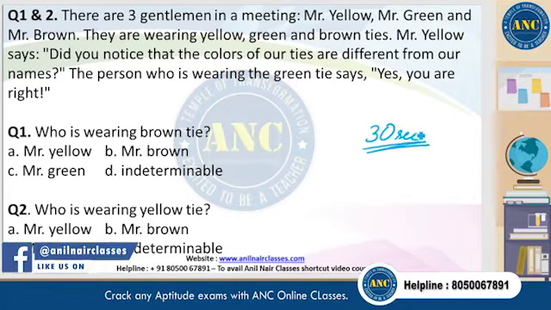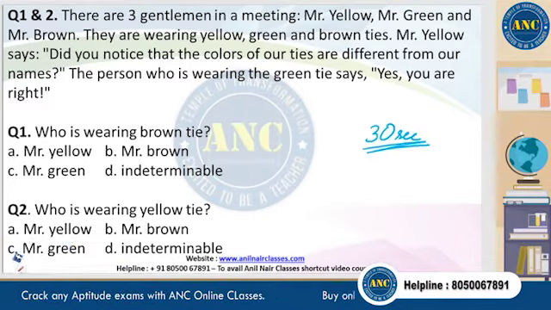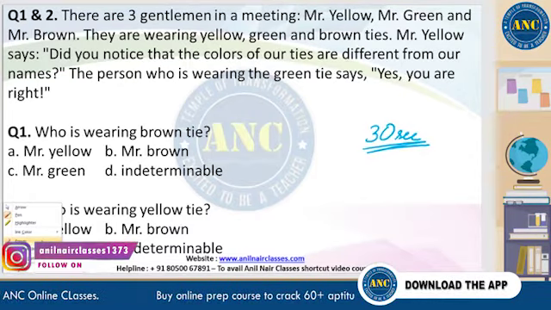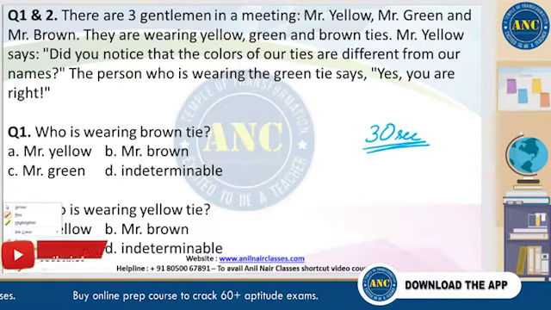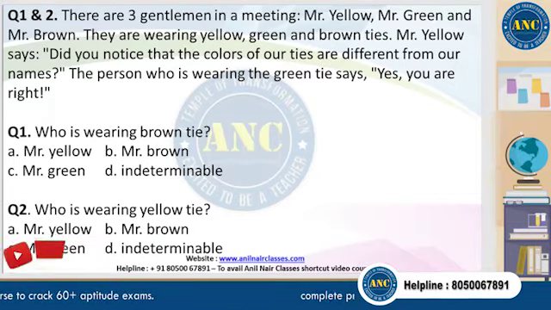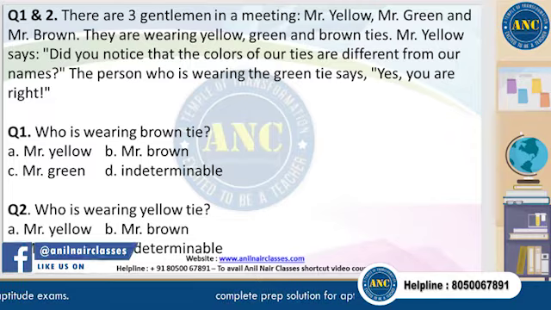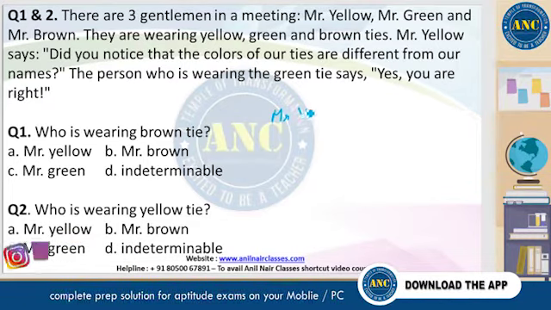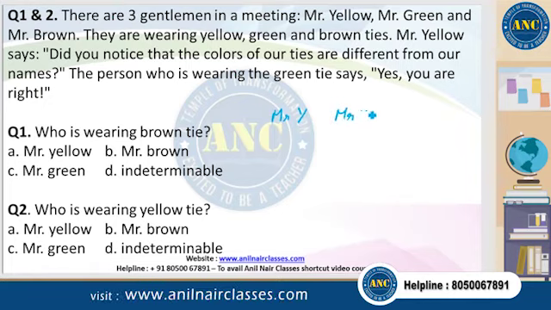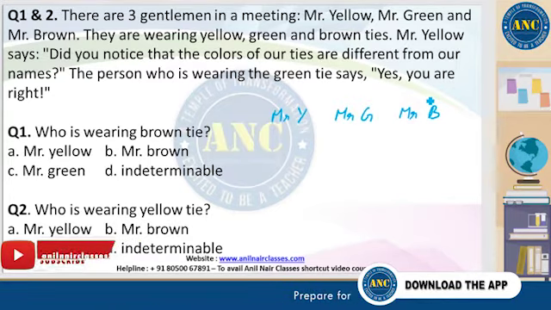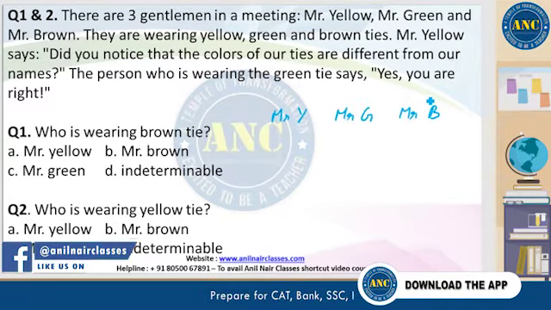Okay, so there goes your 30 seconds. Easy caselet. There's absolutely no numbers here. Should be a simple one to work with. Okay, simple. There are three gentlemen in a meeting: Mr. Yellow, Mr. Green, and Mr. Brown. They are wearing yellow, green, and brown ties, though not respectively.